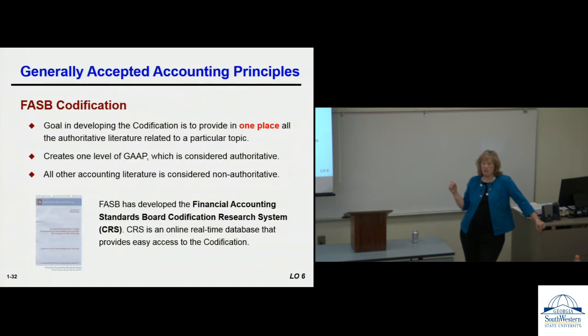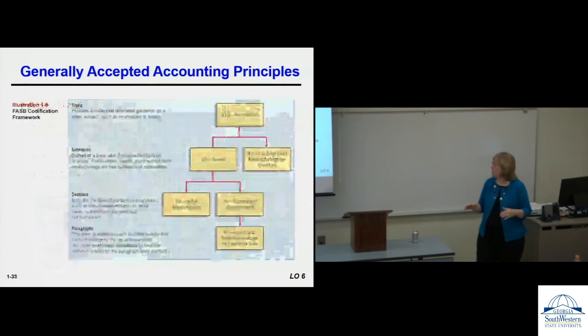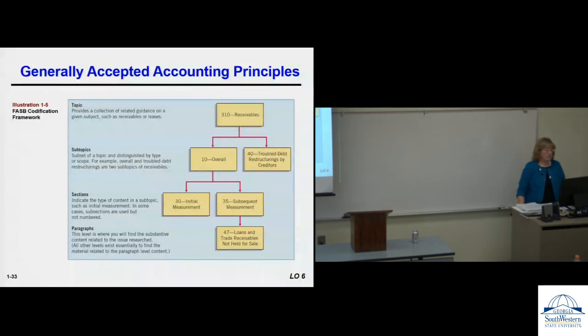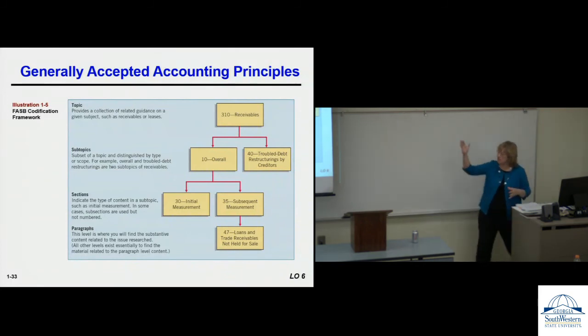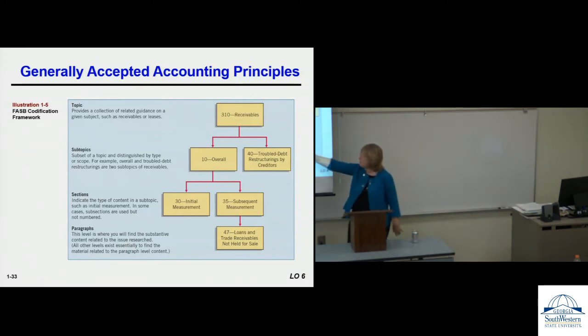And that's where they've put all the changes to the rules. They've organized all the rules into one type of GAAP, which gives you all the detail of, for instance, right here, this is about receivables. And see how section 310 is receivables. And then you go all the way down the tree to troubled debt restructuring, initial measurements. And then finally, here's the section that's for loans and trade receivables not held for sale.